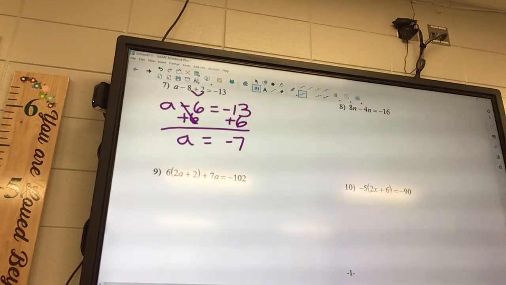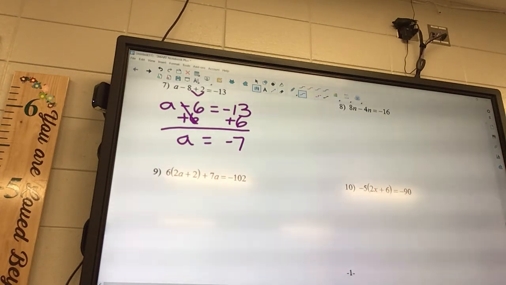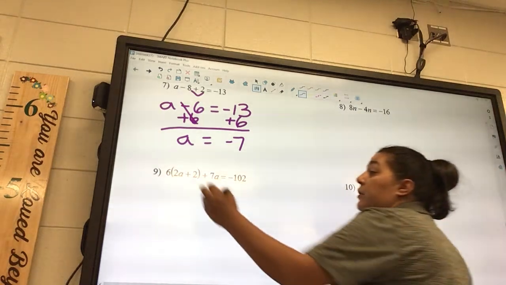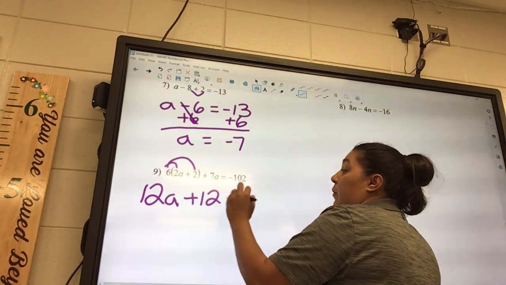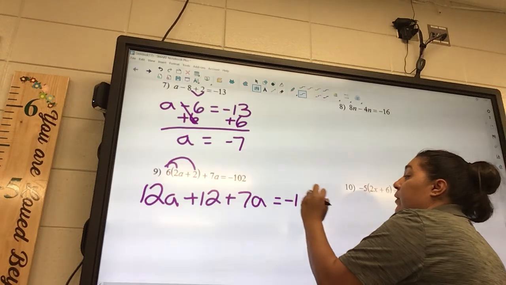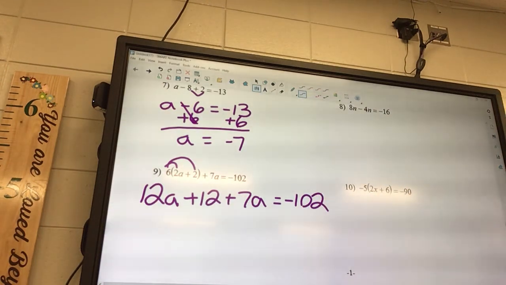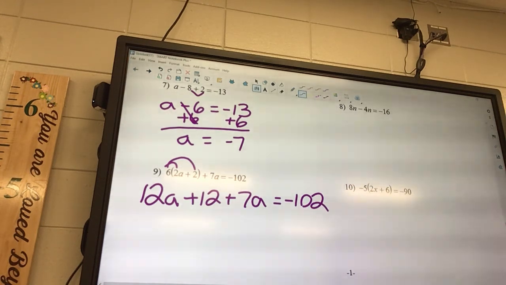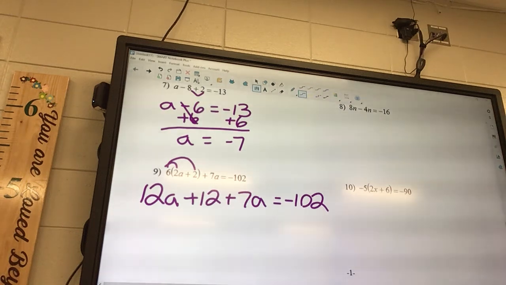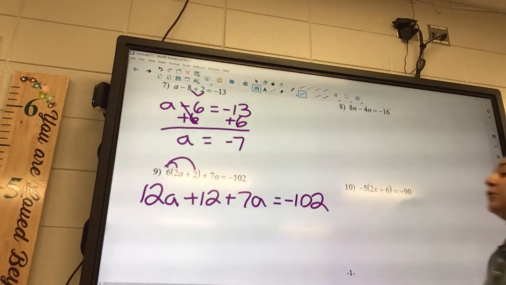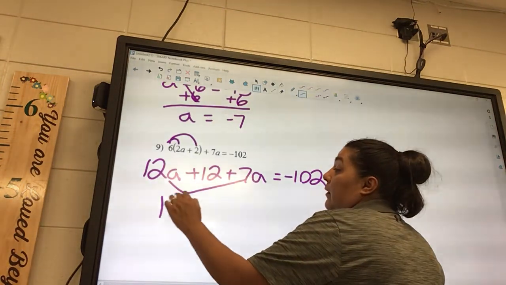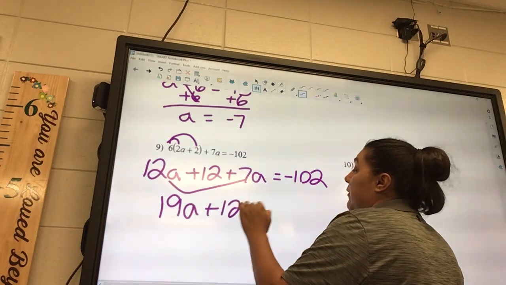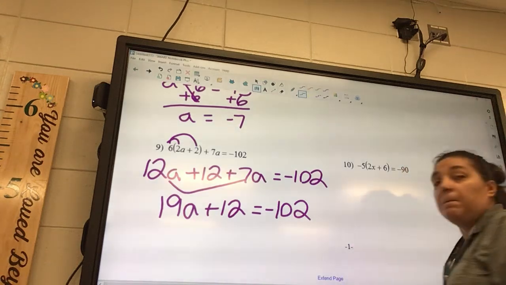Okay, number 9. Are there parentheses? Yes, so our very first step is to do those. 6 times 2 is 12a. 6 times 2 is 12. Plus 7a equals negative 102. Okay, so we did the parentheses. Our next step is to do what? Combine. So who can get combined? 12a and 7a, so 12 plus 7? 19a plus 12 equals negative 102.